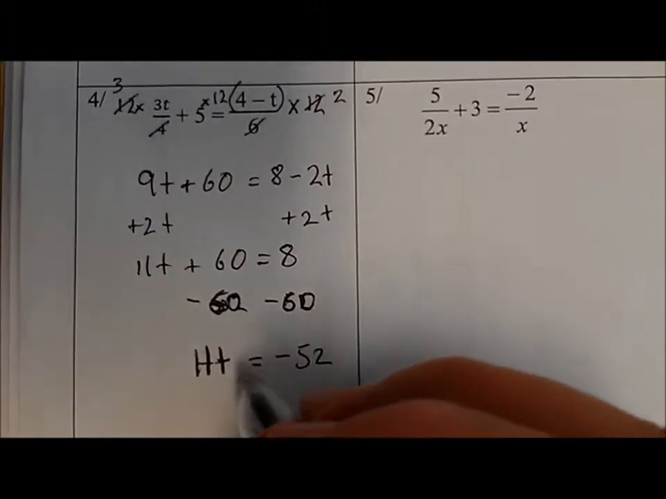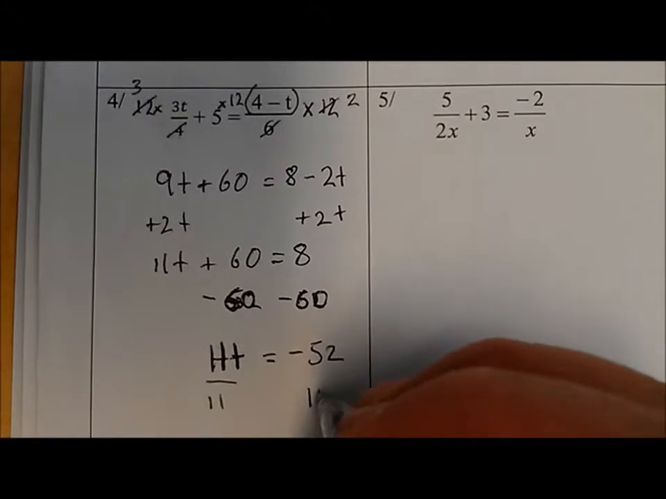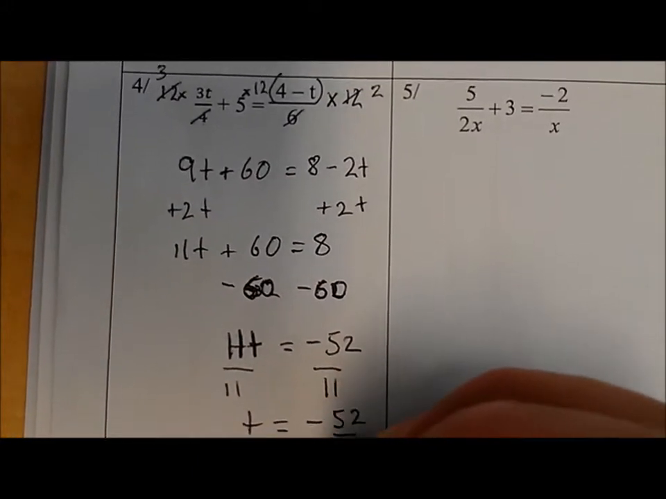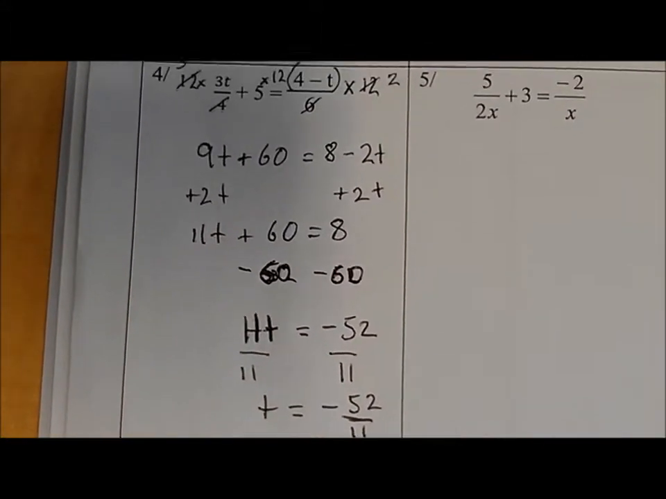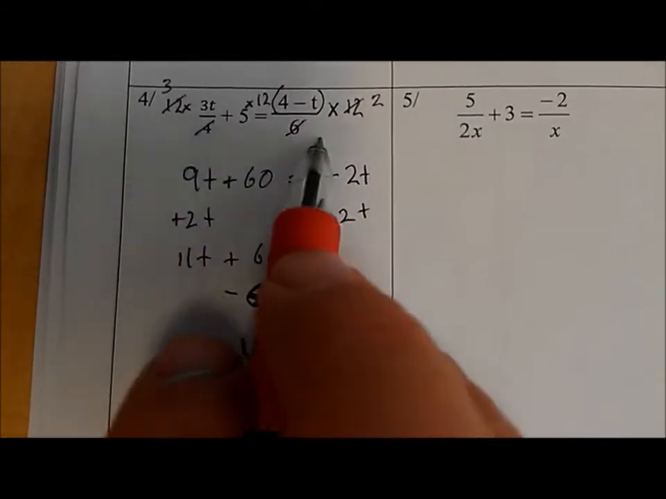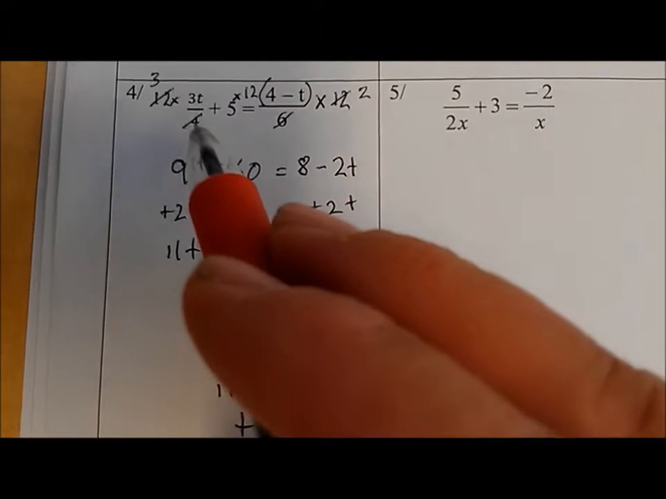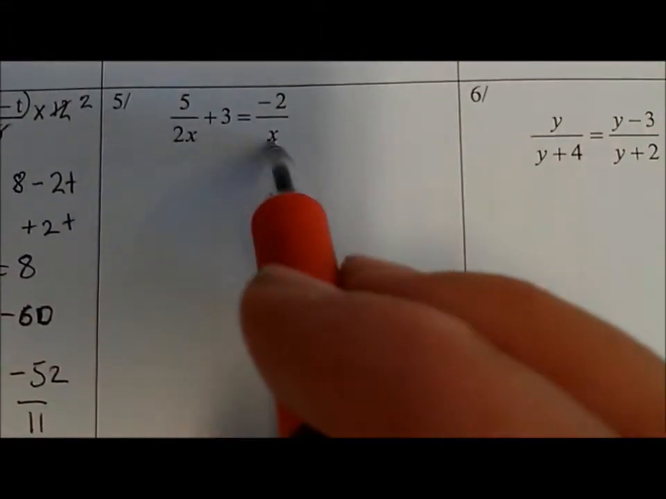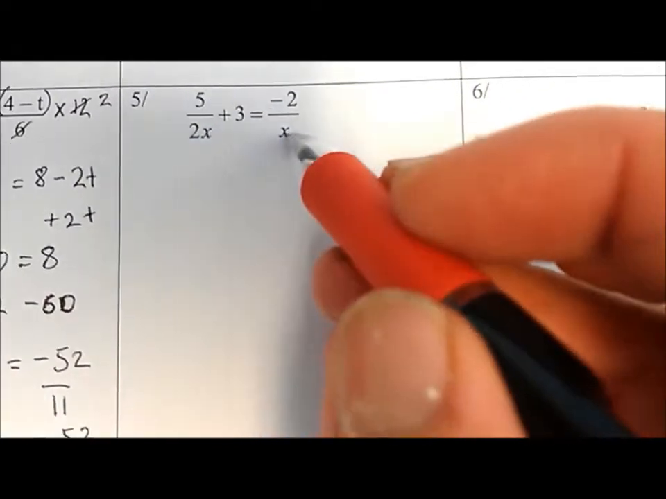And then to get rid of the 11, I'll divide both sides by 11. I'll get t equals negative 52 on 11. I quite like that as an improper fraction. I'm going to leave it like that. So when we have two denominators, what we want to do is find the lowest common multiple. And regardless whether the denominators are just numeric or whether they've also got pronumerals, we still want to do it by finding the lowest common multiple.